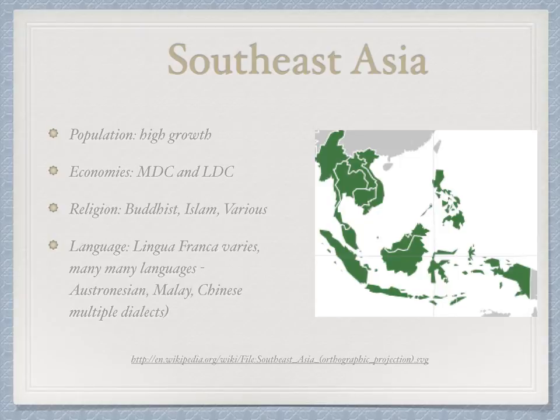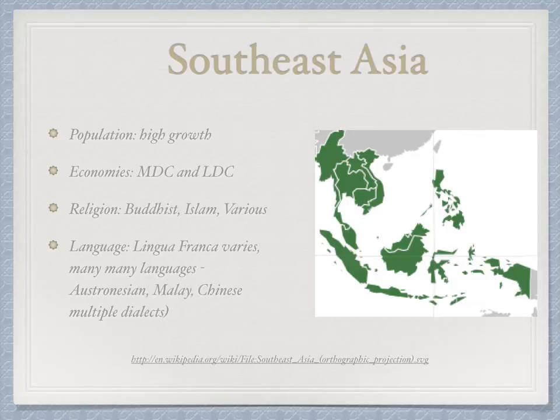So when we look at it, you've got high population growth in most of the countries here. There are some more developed countries here, like Singapore, which is a highly developed place, very small, at the tip of the Malay Peninsula. But you've also got some places that are developing, but for the most part, pretty poor.